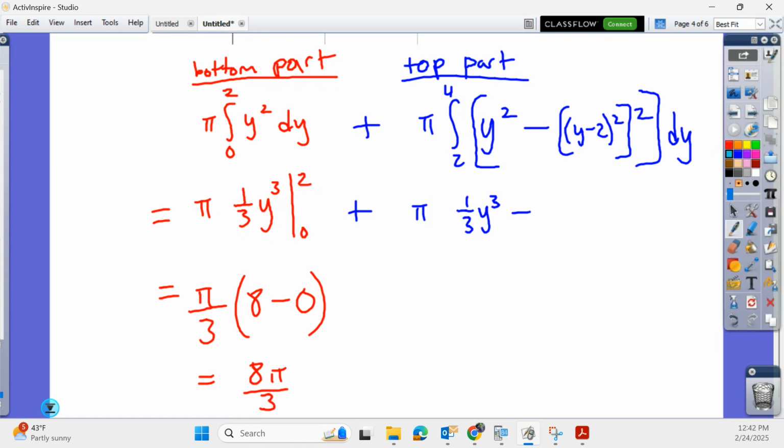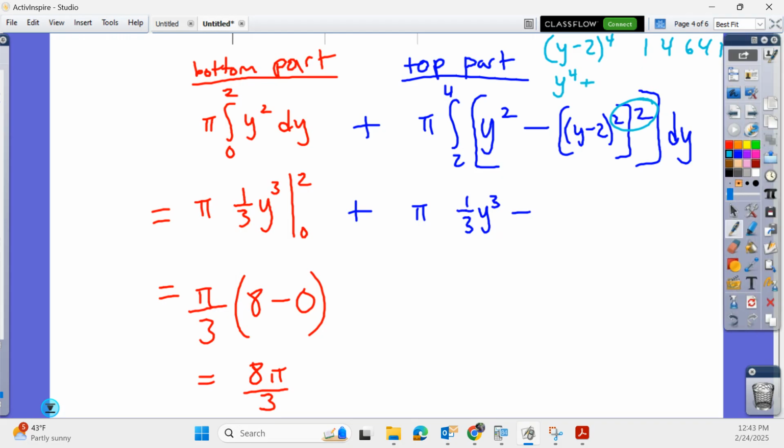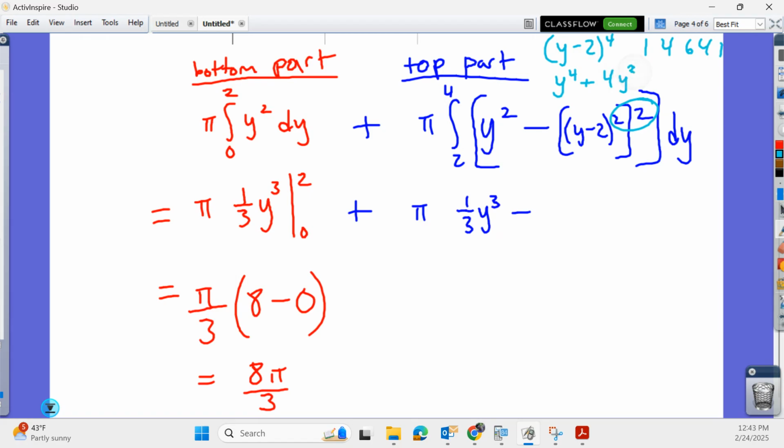If you take y minus 2 squared, that's like y minus 2 to the 4th. And however you like to do that, but if you know Pascal's triangle, the 4 row is 1, 4, 6, 4, 1. So you could do y to the 4th times 1, right? 1y to the 4th plus 4 times y to the 3rd times negative 2, plus 6 times y to the 2nd times negative 2 to the 2nd, plus 4 times y to the 1st times negative 2 to the 3rd, and plus 1 times negative 2 to the 4th.